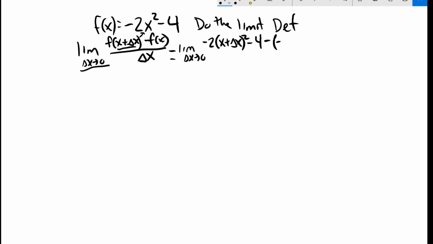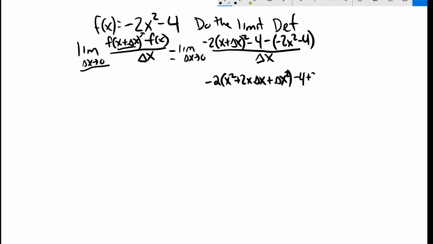Minus, in parentheses, -2x squared minus 4. Just f of x. Over delta x. Nothing's changed there. And I have to do some serious quadratic expansion here. I get -2 times x squared plus 2x delta x plus delta x squared when I expand the squared. Minus 4 plus 2x squared plus 4. And all over delta x, and I should put my limit here.